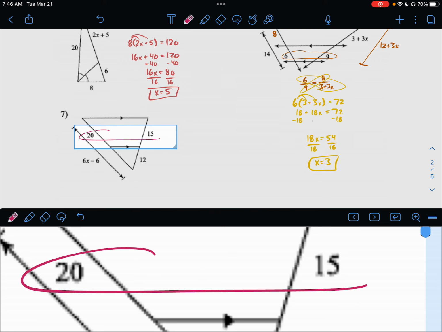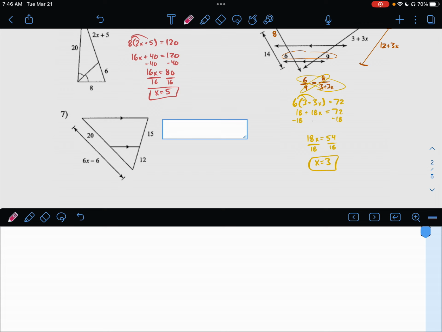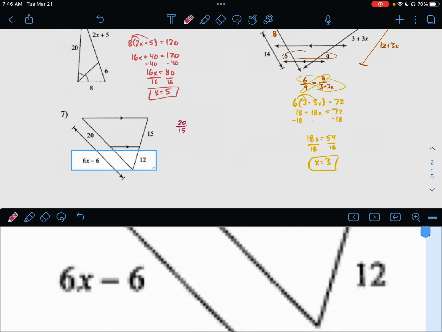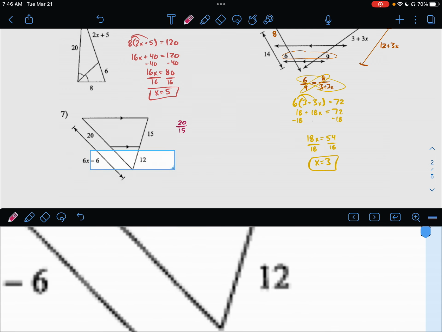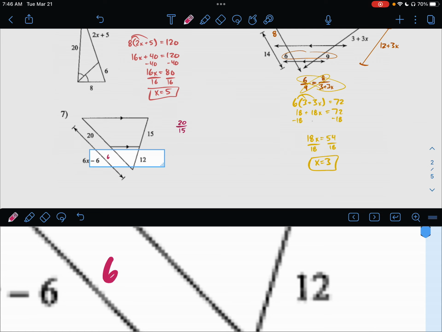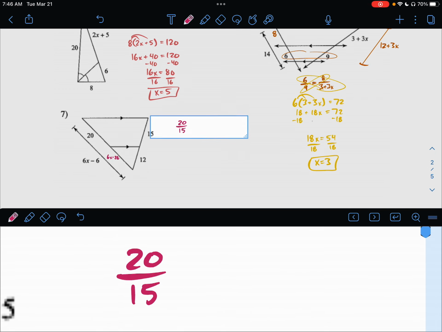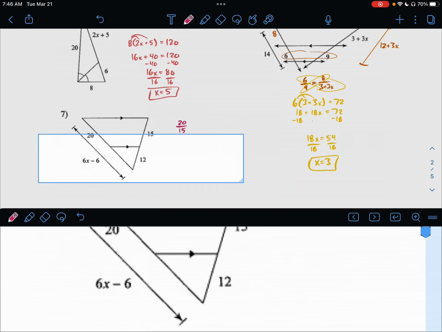So I have this 20 across from this 15 I can work with. So I can do 20 over 15. And then I could do, this entire length is 6x minus 6. That part of it is 20. So I could do 6x minus 6 minus 20 and say that this part here is 6x minus 26 if I really wanted to. And then I could do 6x minus 26 over 12.